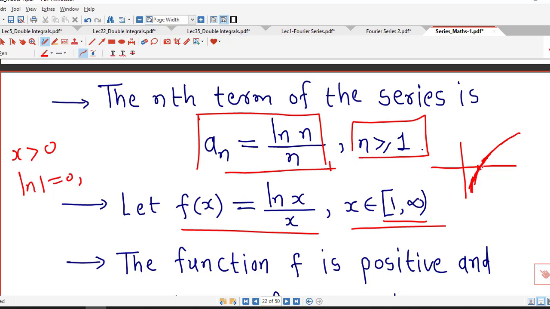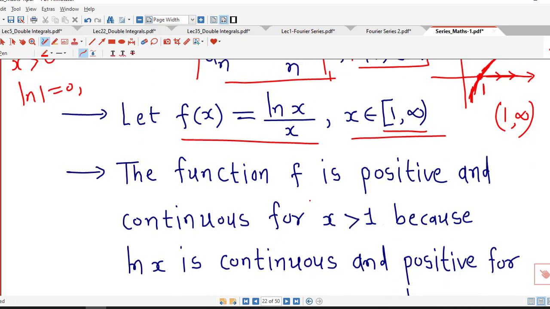So at this point log x is 0, but if we consider all these points, then at all these points log x is greater than 0. So clearly this function is positive on the interval [1, infinity), because at x equal to 1 it is 0, because log 1 is 0.